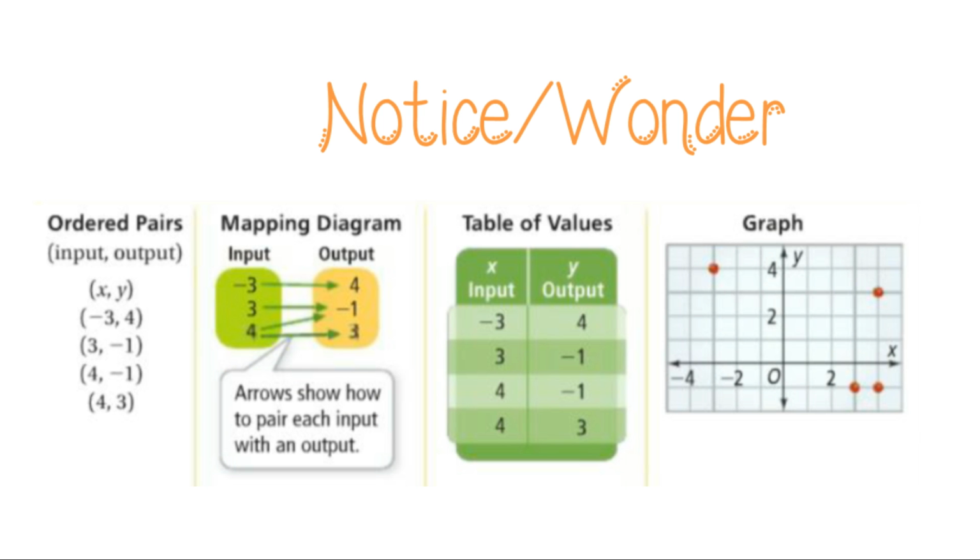A function is a special type of relationship between x and y, where each x value only is paired with a single y value. So if you look, for example, at the list of ordered pairs, there's a point 4, -1, and there's also a point 4, 3. So the x value or input value 4 has two y output values, which makes this not a function.